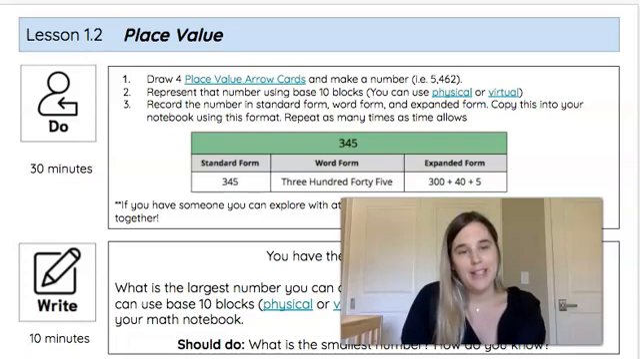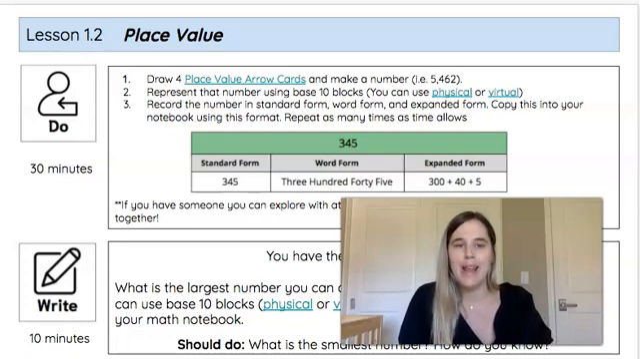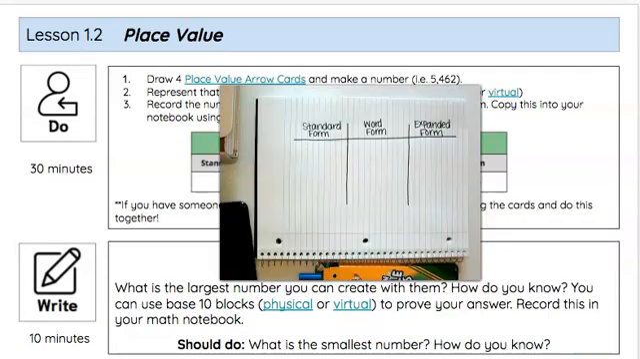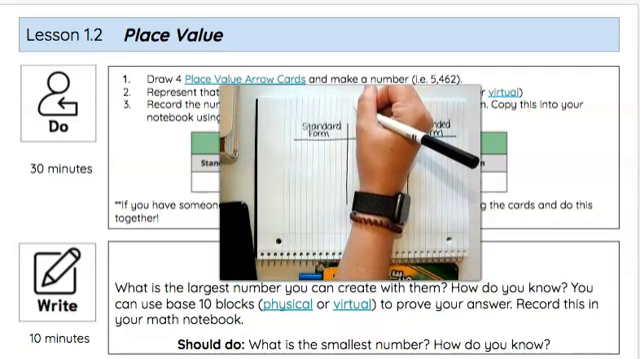There are many ways a number can be written. Today I'm going to teach you the standard form, the word form, and the expanded form. Let's start with this number.